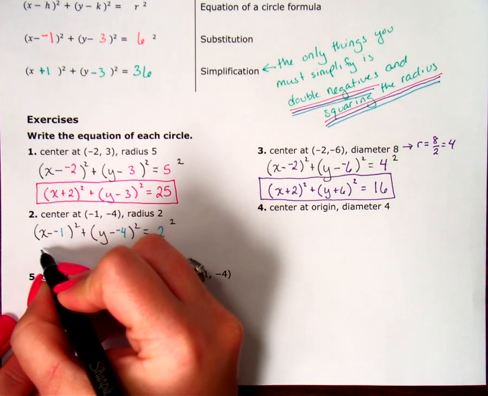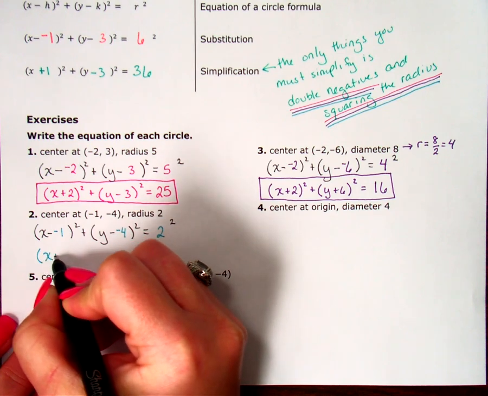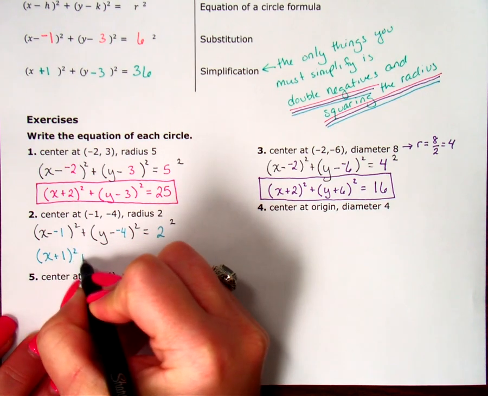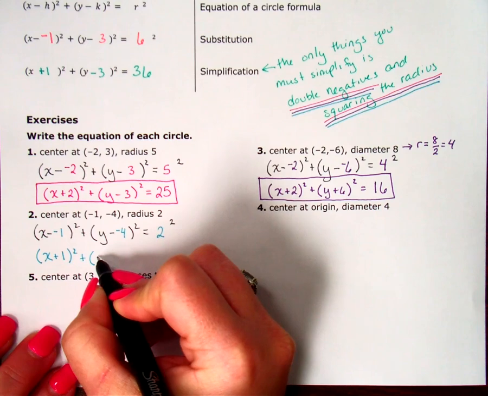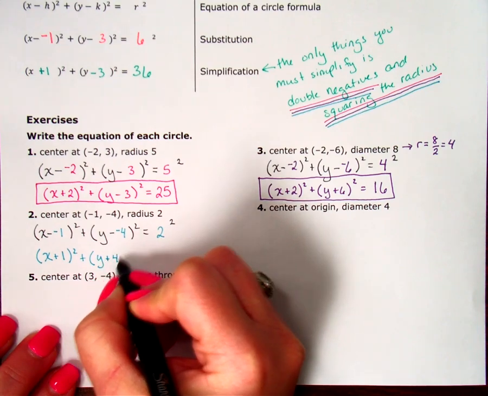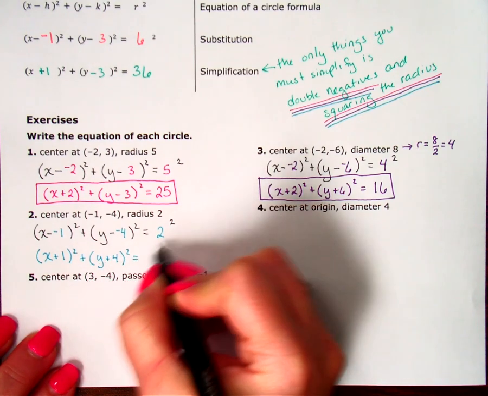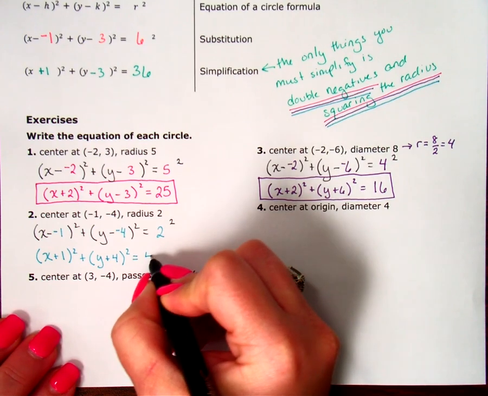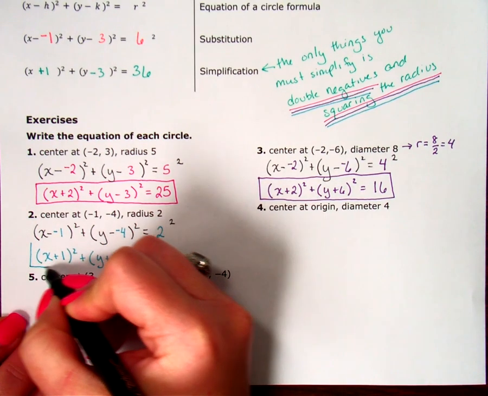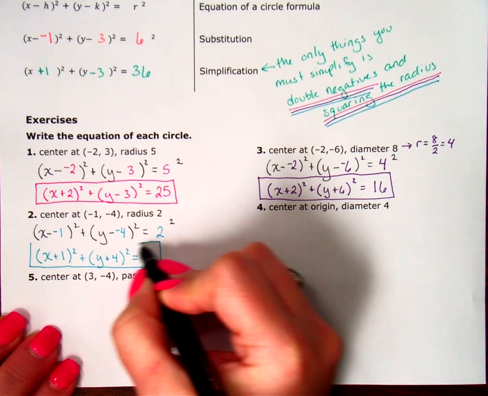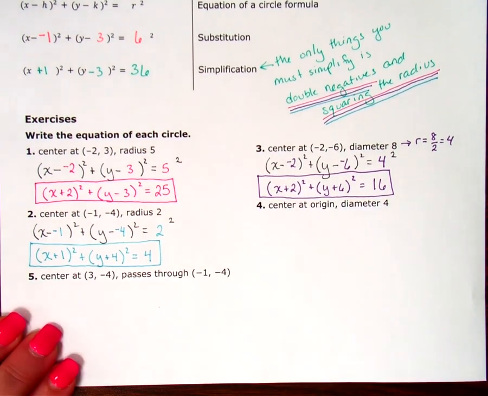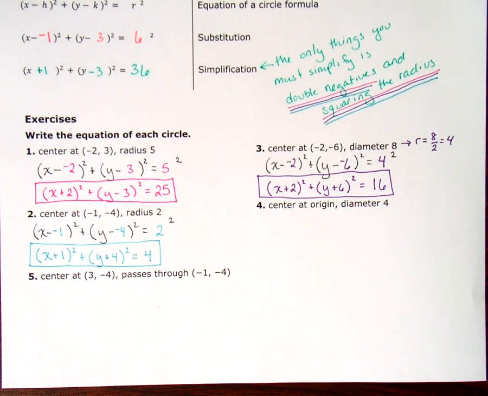Okay, so I have a double negative here, so x plus 1 squared, plus I have a double negative here, so y plus 4 squared, equals 2 squared. 2 times 2 is 4. So here is my formula, or my equation, for a circle with a center at -1, -4, and a radius of 2. Let's look at number 4.